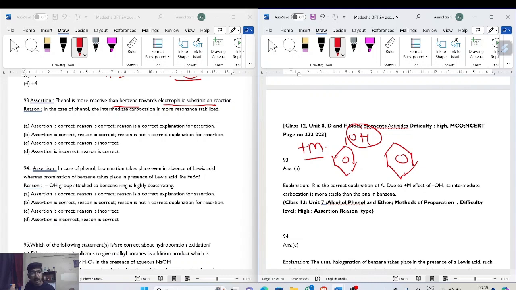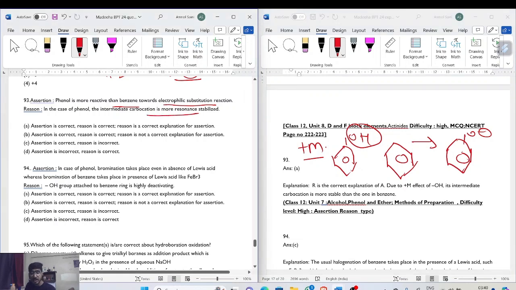And the reason is, in case of phenol, the intermediate carbocation is more resonance stabilized. Yes, this reason is also correct, because phenol will form phenoxide ion, and its intermediate product is more resonance stabilized due to the benzene ring. So due to the more stabilized resonance, it will be more stable. Okay, so the assertion is correct, the reason is correct, and the reason is the correct explanation of the assertion. Due to the resonance stabilization, phenol is more reactive towards electrophilic substitution reaction. So the correct answer will be option number E.